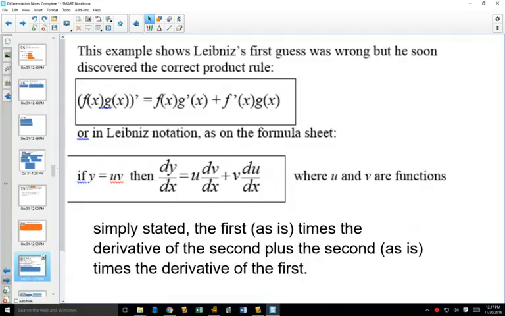You just keep the first one the same as it is and multiply it by the derivative of the second one. And then you keep the second one the same and multiply it by the derivative of the first one. And the order doesn't matter. So you can simplify this even easier by just saying keep one the same and multiply it by the derivative of the other one, then switch it around and add those two together.